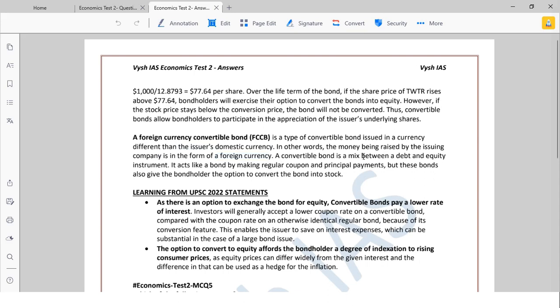A convertible bond is a mix between debt and equity. It acts like a bond by making regular coupon and principal payments, but this bond also gives the bondholder the option to convert the bond into stock. This is the only difference, whatever I have highlighted.